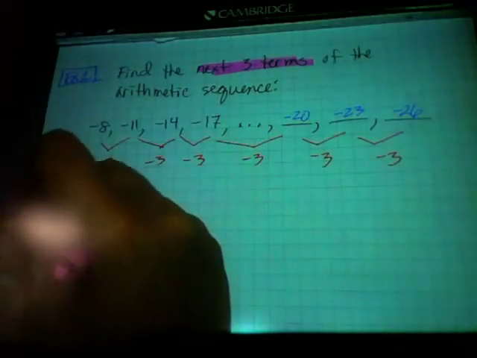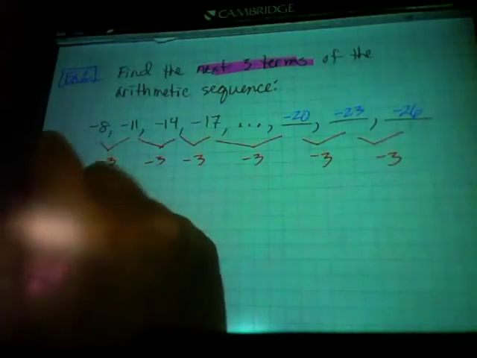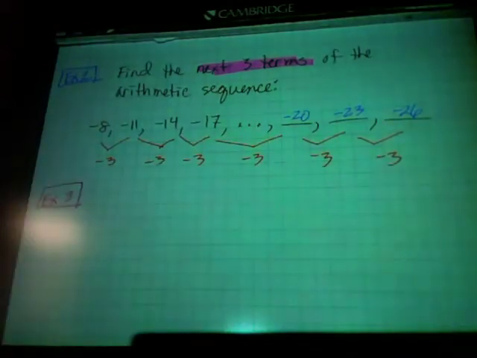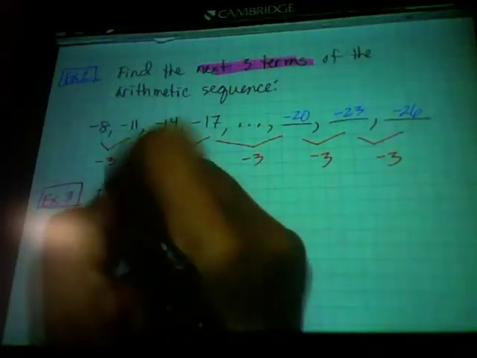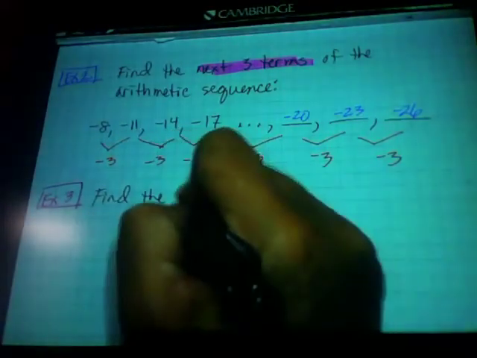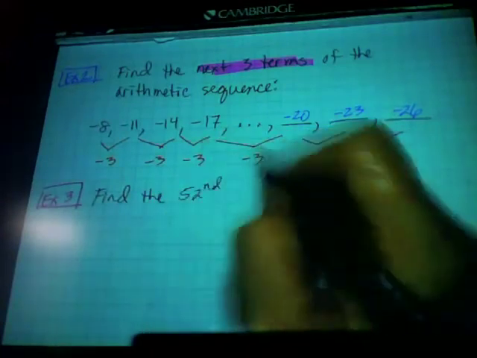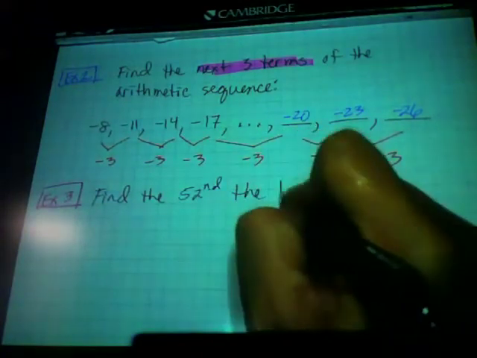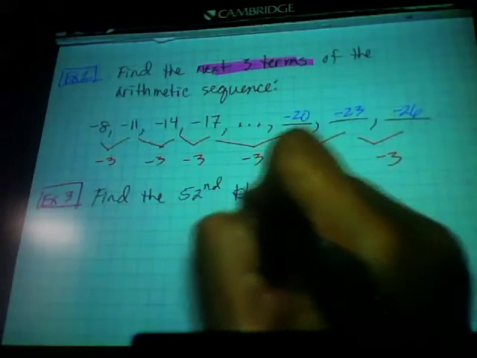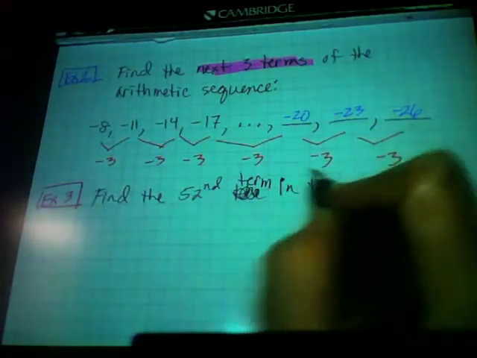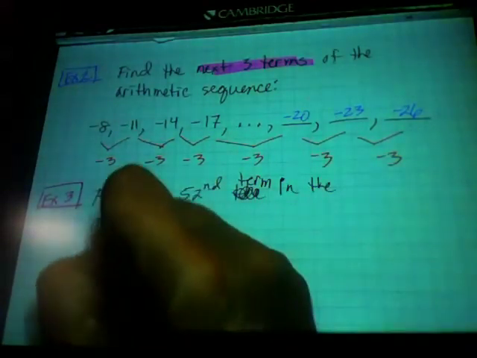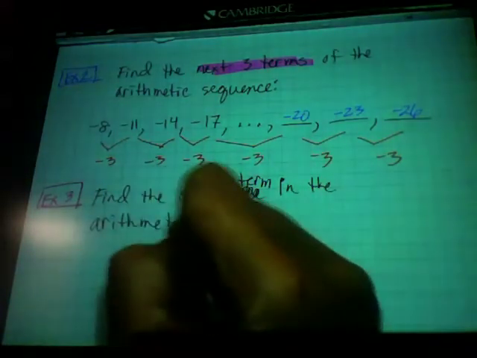Okay. So none of those examples use the arithmetic sequence formula, correct? This one you're going to want to, because what if I asked you this? Find the 52nd term in the arithmetic sequence. Whoops, 52nd. I just spelled that wrong. Term. I'm actually going to write arithmetic, because that makes a difference, sequence.